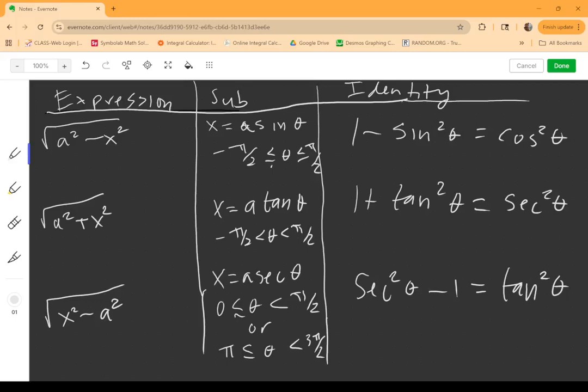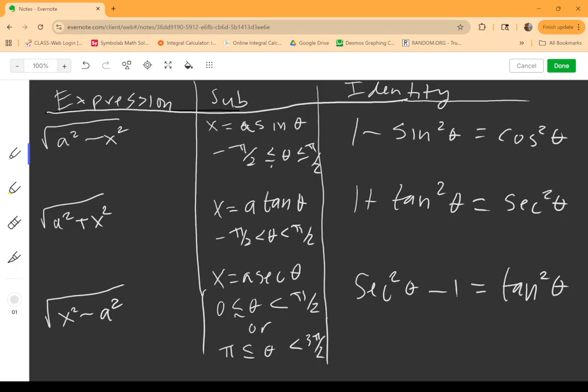Okay, so for this section, we're going to take a look at trigonometric substitutions. We're going to be using them to solve integrals that have these expressions that you see on the left, where there's a root and then either of the form a squared minus x squared, a squared plus x squared, or x squared minus a squared. And these are the substitutions that we'll be making.